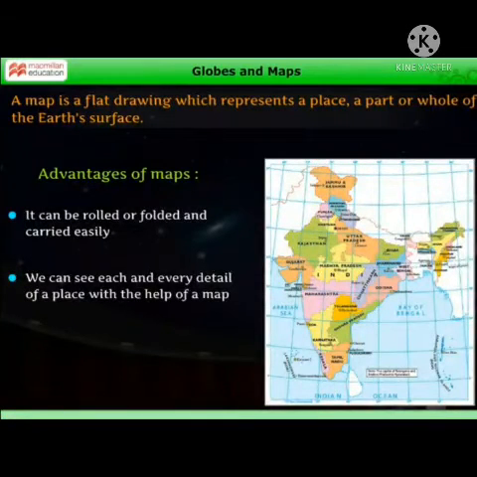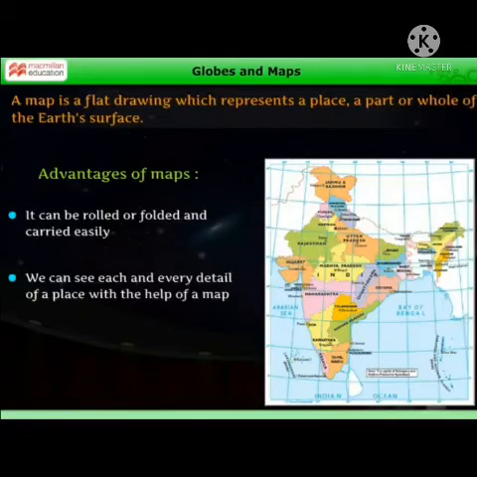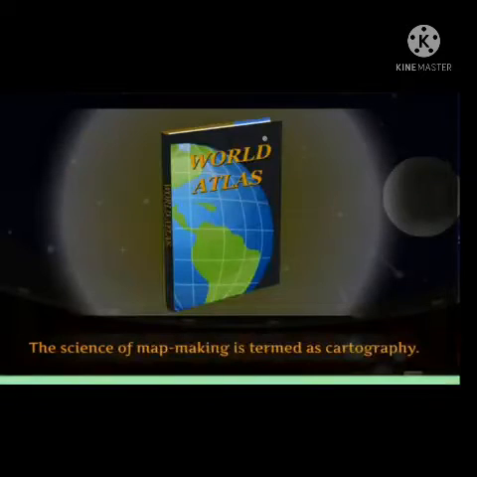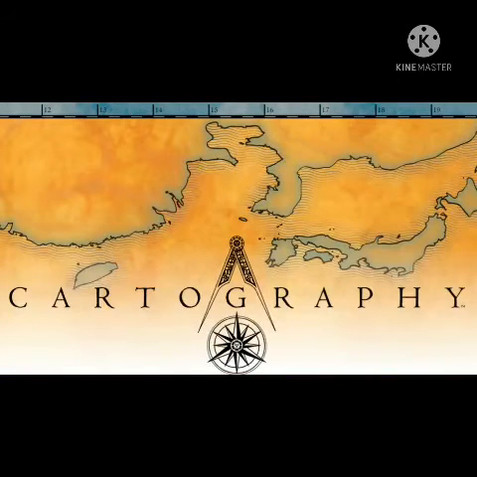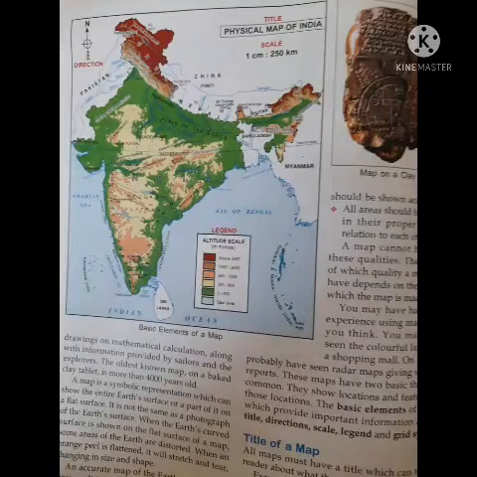Advantages of maps. It can be folded and carried easily. We can see each and every detail of a place with the help of a map. A person who draws maps is called a cartographer. The science of map making is termed as cartography. A collection of maps in the form of a book is called an atlas.